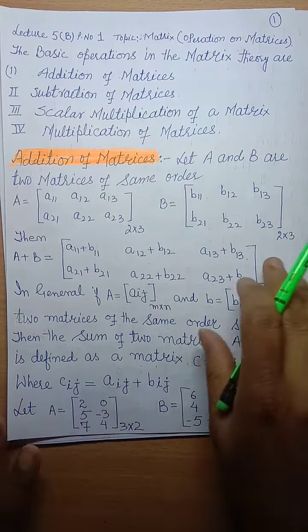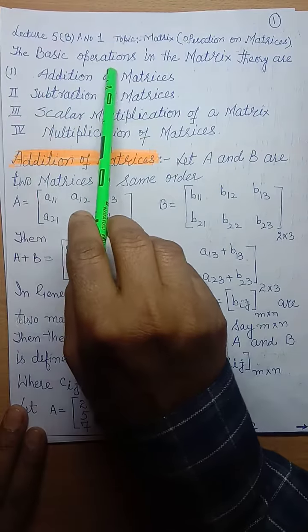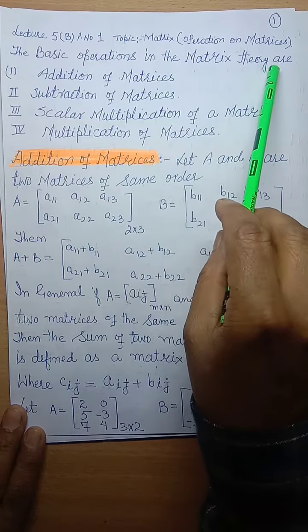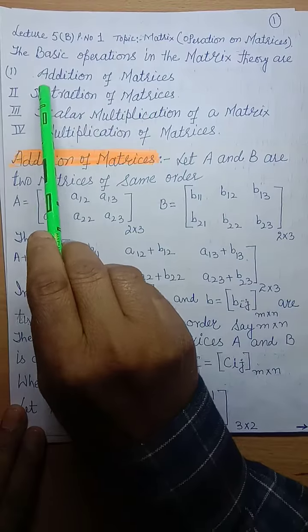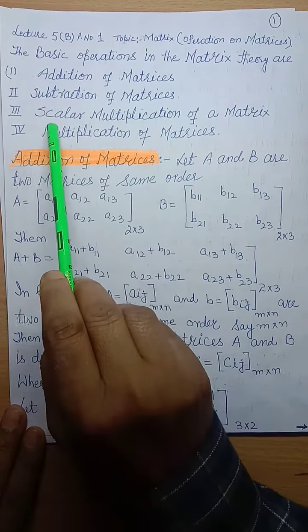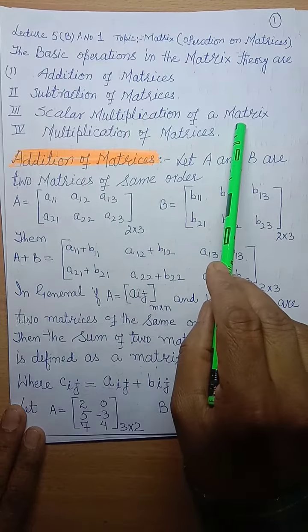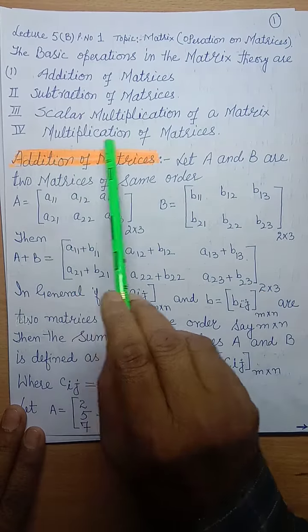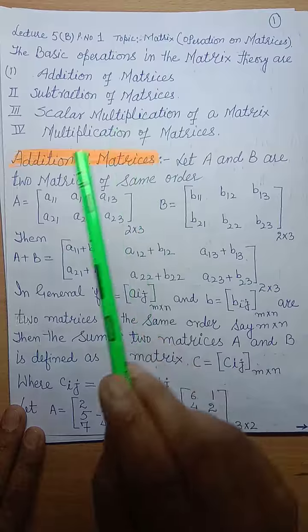आज का हमारा टॉपिक है द बेसिक ऑपरेशंस इन द मैट्रिक्स थ्योरी: एडिशन ऑफ मैट्रिसेस, सब्ट्रैक्शन ऑफ मैट्रिसेस, स्केलर मल्टीप्लिकेशन ऑफ मैट्रिक्स एंड मल्टीप्लिकेशन ऑफ मैट्रिसेस.